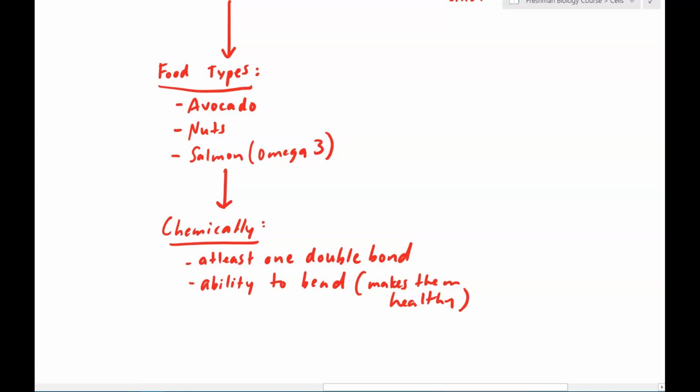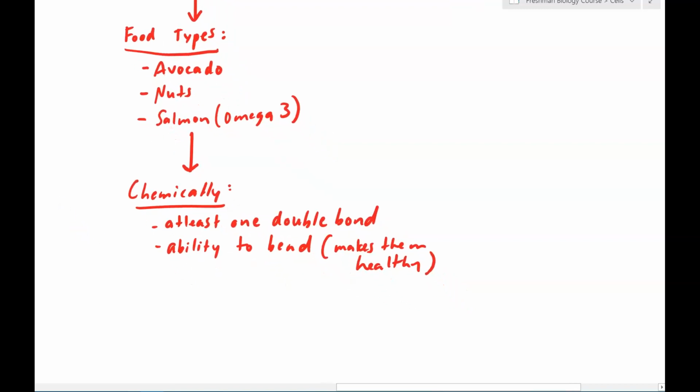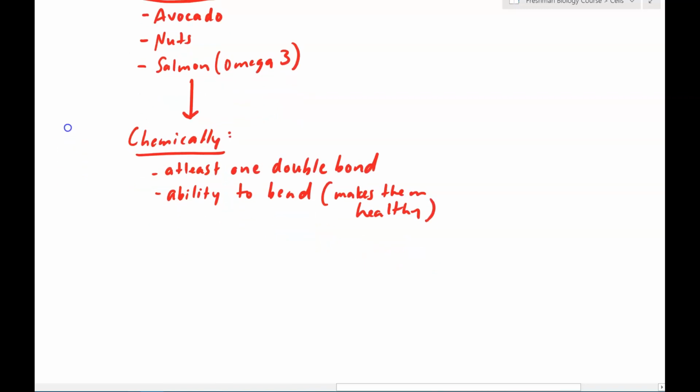Now, the number of double bonds is going to determine if it's a monounsaturated fat, or a polyunsaturated fat if it has more. And in the unsaturated fat category, the more double bonds it has, the healthier and better it is for the human body. And we'll get into that here shortly. But first, make sure you get down that chemically there's going to be at least one double bond, and that double bond gives that chain the ability to bend.